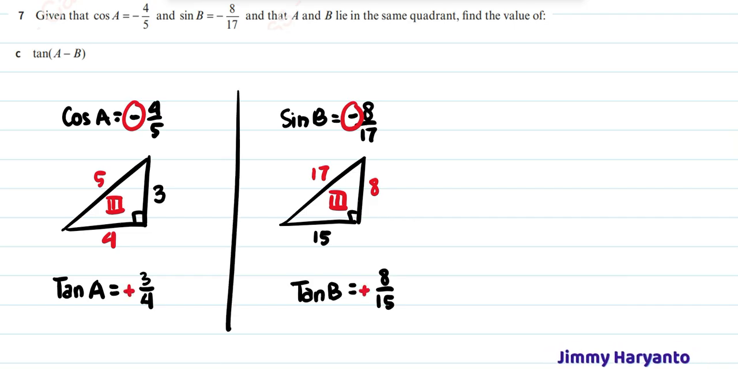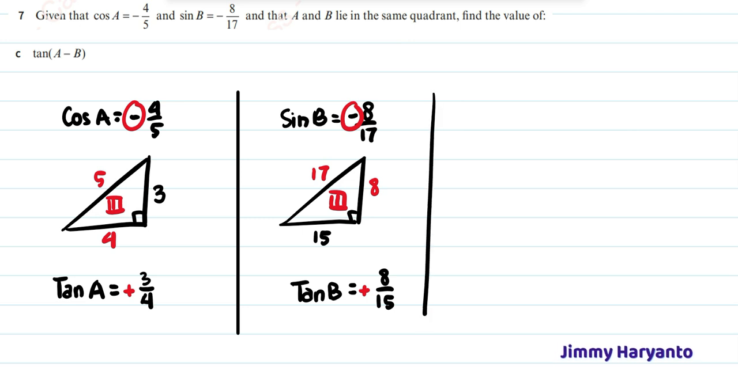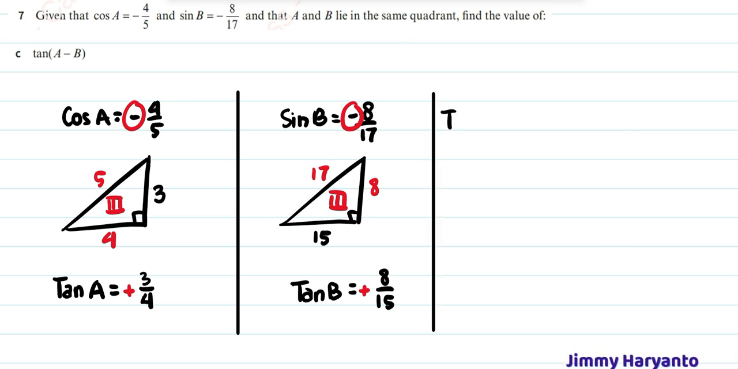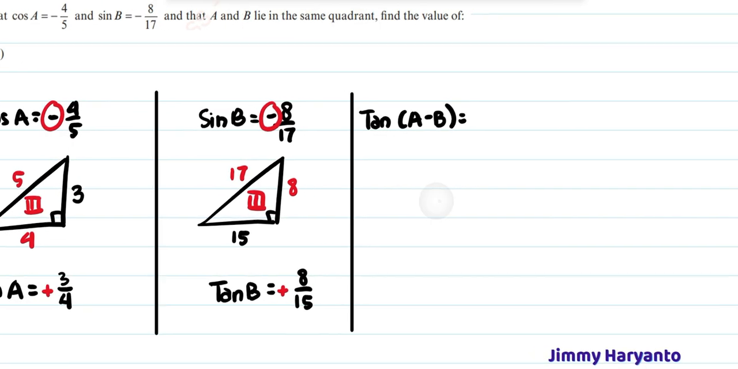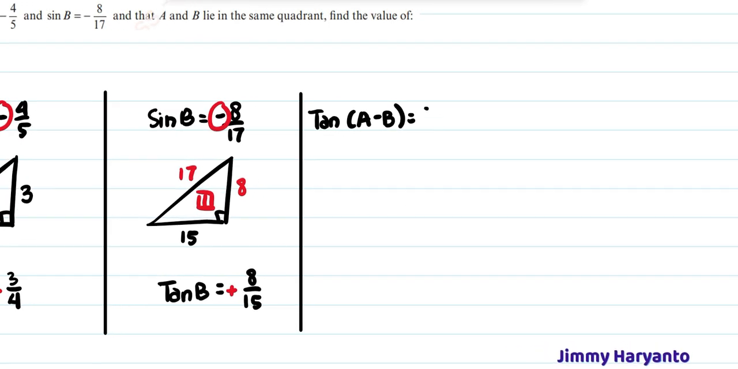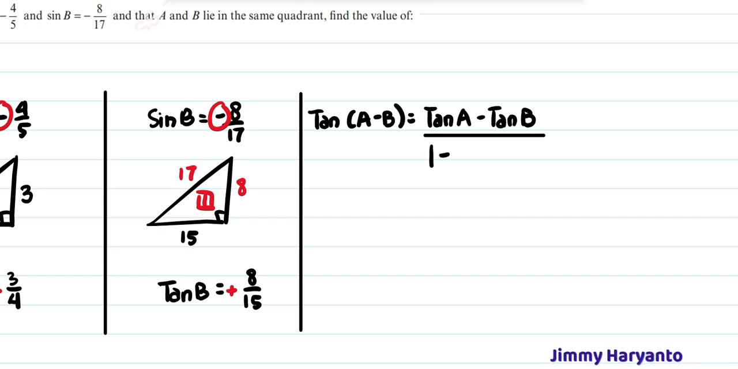Okay, that's it. And then we only have to use the formula of tangent A minus B. So the question wants you to find the value of tangent A minus B. You cannot just minus them like 3 over 4 minus 8 over 15. So we have to use the formula. The formula says that tangent A minus B equals tangent A minus tangent B over 1 plus tangent A and tangent B.